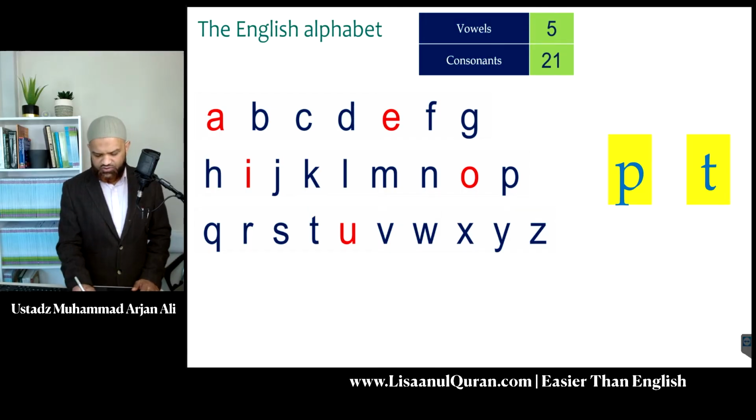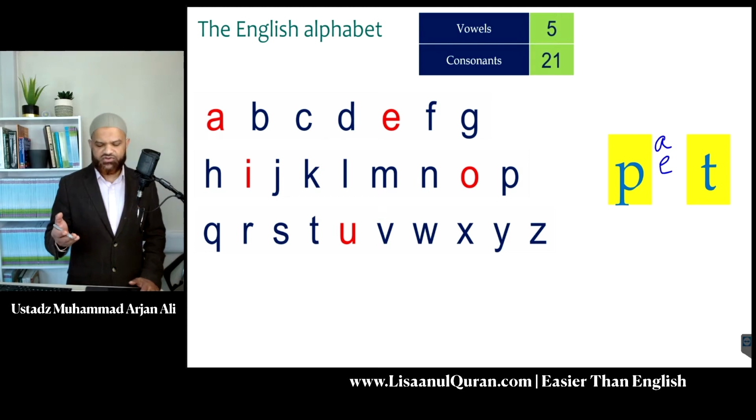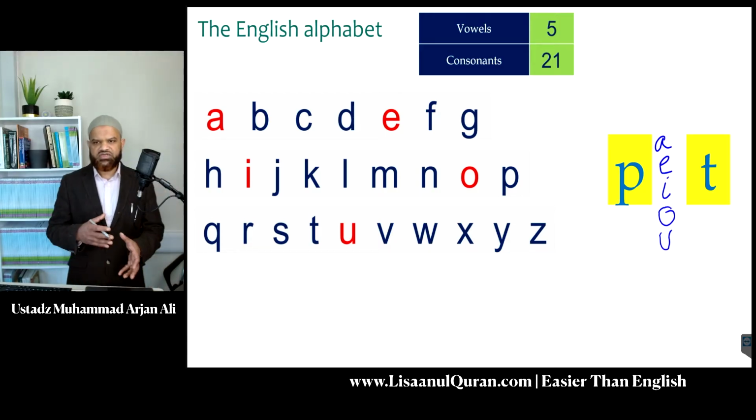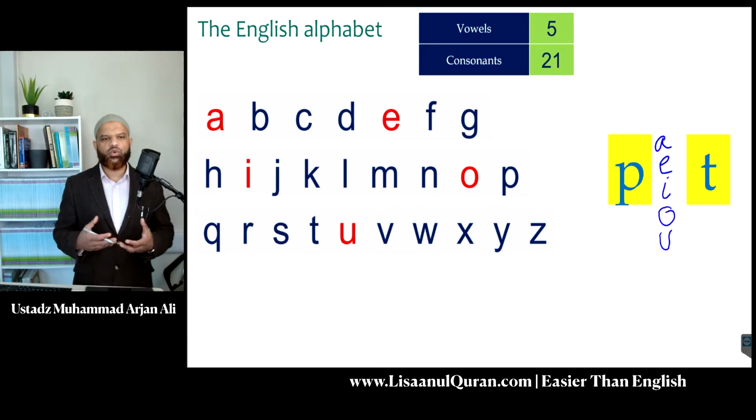So for example, if I were to put A in between, I get pat, as in pat somebody in the back. If I were to put an E in between, I get pet, as in my pet rhinoceros. I don't have a pet rhinoceros, but you get the idea. If I put P-I-T, I get pit, as in a pit of fire, for example. P-O-T, pot of noodles, or P-U-T, put it down. So you can see now, by using a combination of consonants and vowels, I'm producing words in the English language.